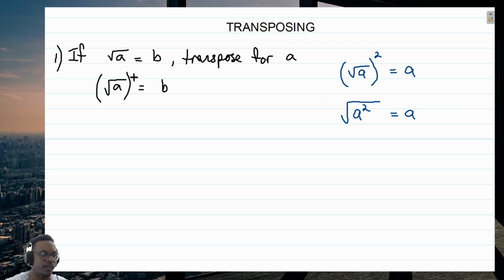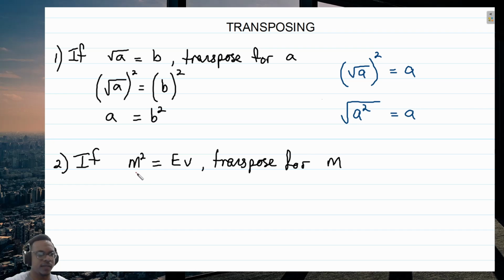So I'll square the left hand side to get rid of the square root sign. And what I do to the left hand side, I must also do to the right hand side. So I'll square the right hand side as well. So here the square root and the square would cancel out each other and I'll remain with a. And that will be equal to b squared. And therefore we have transposed for a.